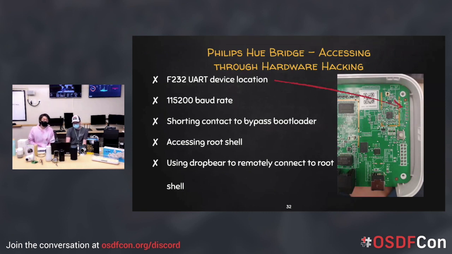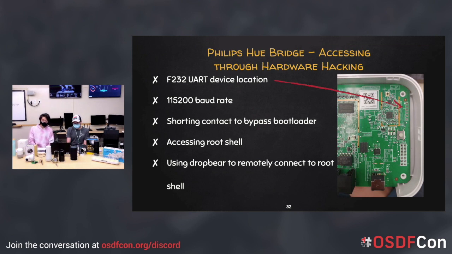But the way that we got into the Philips Hue Bridge was through hardware hacking, same as the D-Link cam. We used the same method. As you can see on screen, these are the pins that we had access to. We soldered some headers onto the bridge itself to access them with jumper cables. From there, we connected that to the F232 UART converter and got data on our computers.